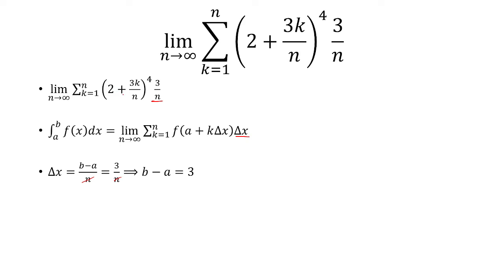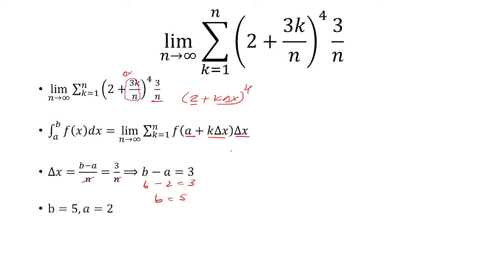So I'm going to rewrite 2 plus 3k over n as 2 plus, and then k times delta x, raised to the 4th power. Because delta x we said is 3 over n. Okay, so this is delta x. So it's 2 plus k times delta x raised to the 4th power. And now it's very easy to see what the input is. Okay, so we have k delta x, and then obviously a has to be 2. If a is 2, we have b minus 2 is 3, so b is 5.